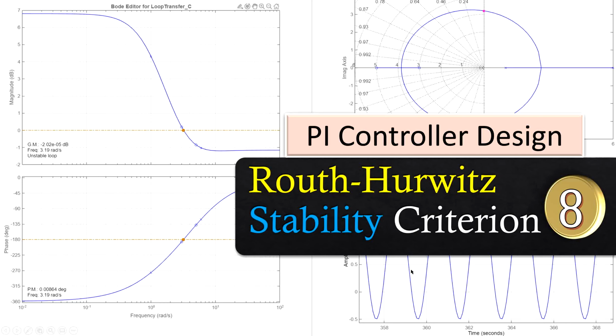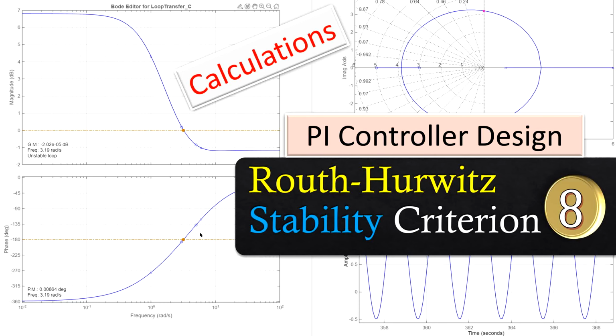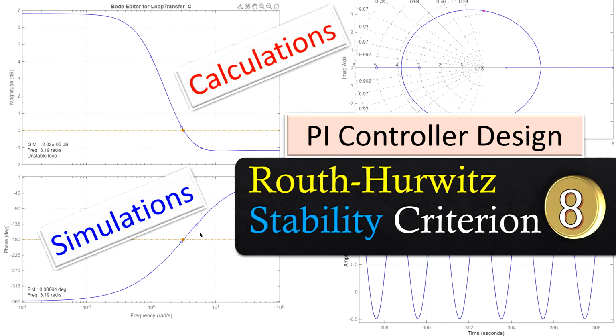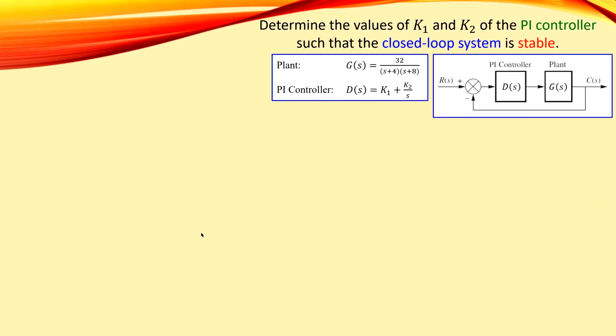So we have a PID control system and we would like to check the stability for several parameters of the PID controller. So what we do, again, we will start with the calculations, analysis, and then we will check our analysis using the simulation in MATLAB. So let's look at our example. Now we have the following diagram.